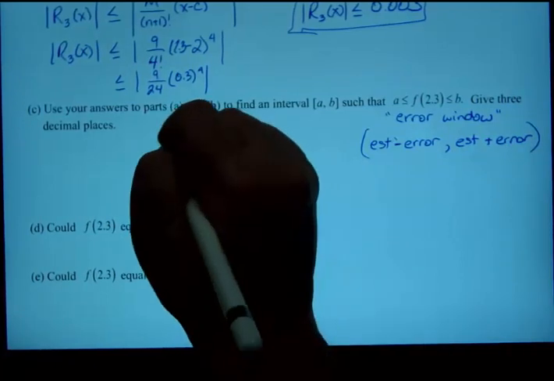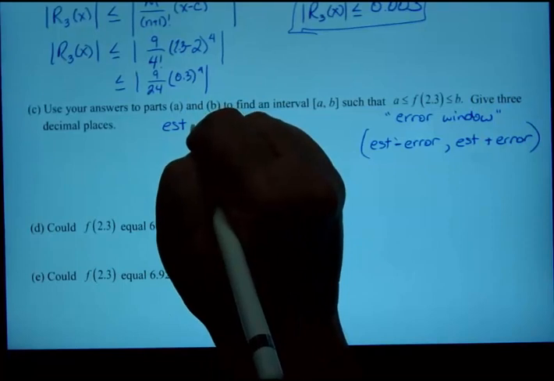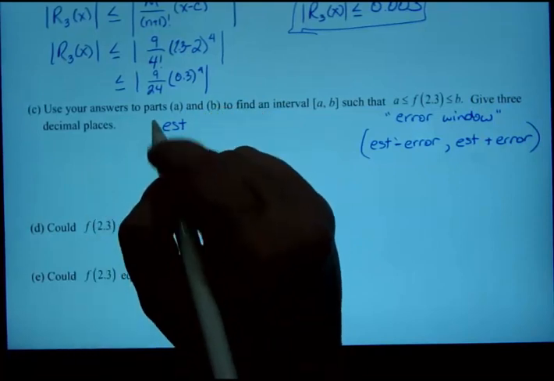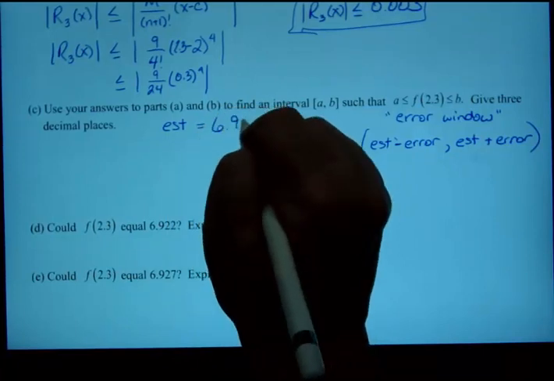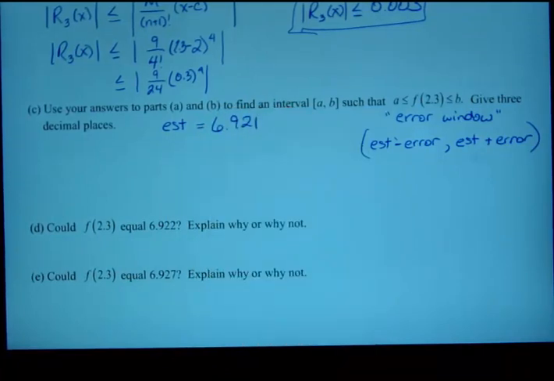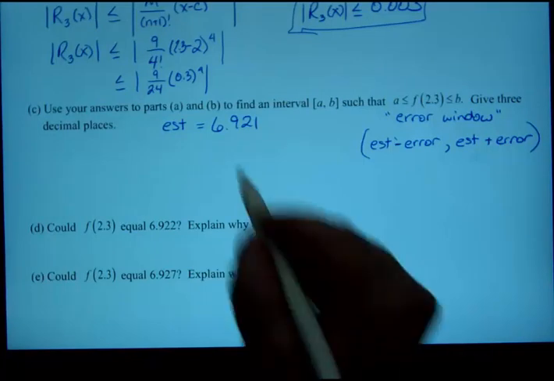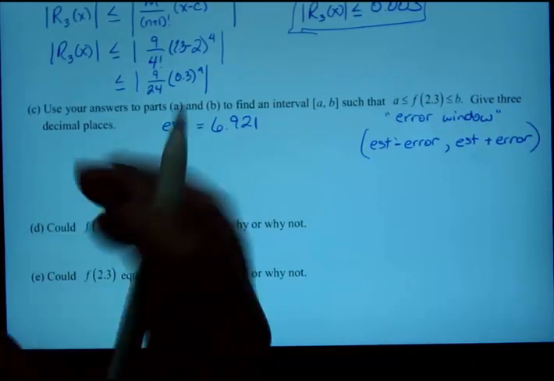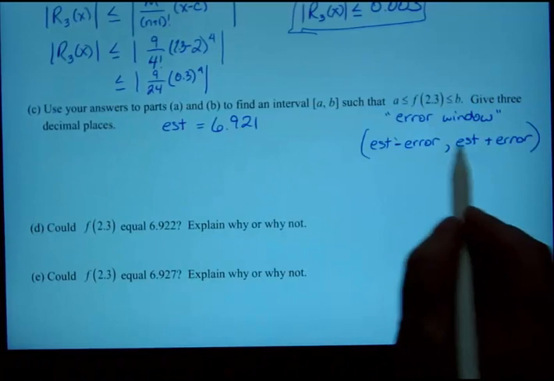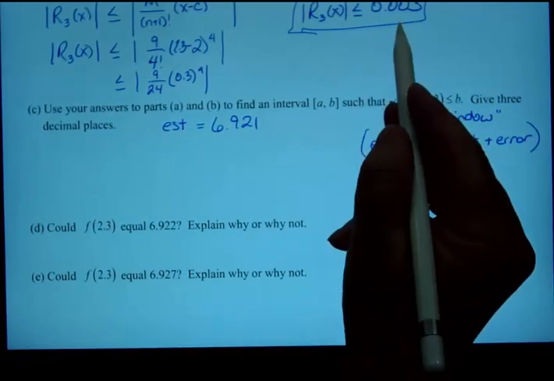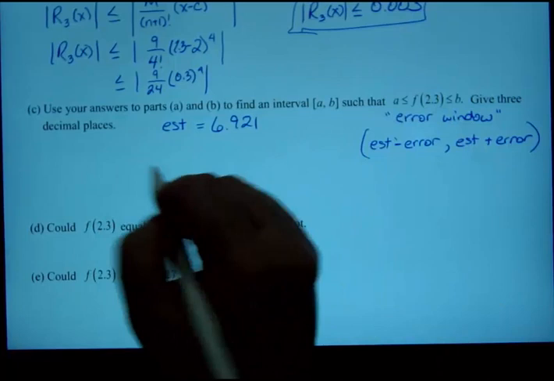The estimate was what we found in part A. What did we find for f of 2.3 in part A? 6.921. That is close to the answer. It's close to that, but it's not exact because there were terms after that. What I'm finding now is, well, if it's not exactly that, what's it going to be around? I need to take this and add and subtract this error I just found to give myself a boundary.